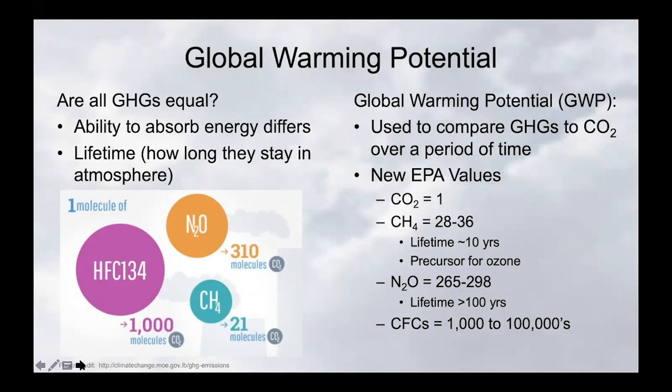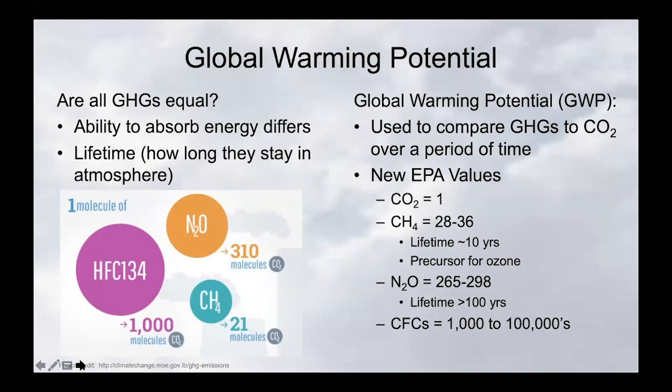Some depends on the time frame that they're looking at. So they're looking at the impact of that molecule over a set time frame. Generally, it's 100 years. Some only use a 20-year time frame. And then they have different ways of crediting that. So methane now is getting deemed for being a precursor to ozone, which can also create problems, and so they've bumped up some of those weights.